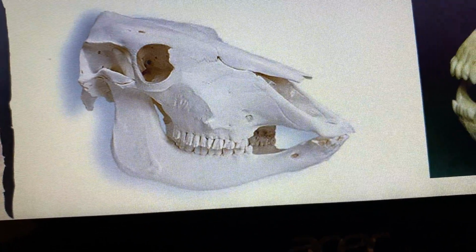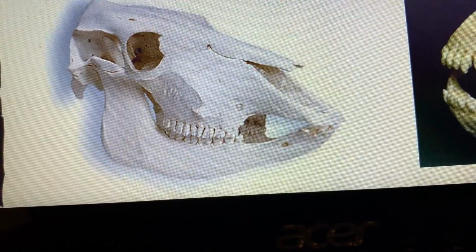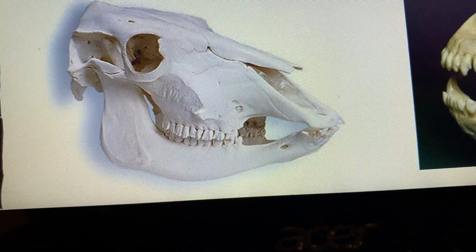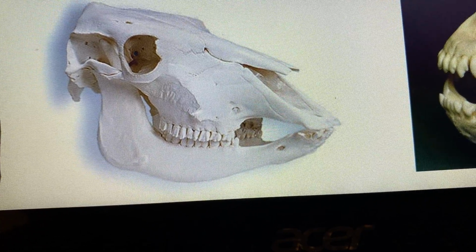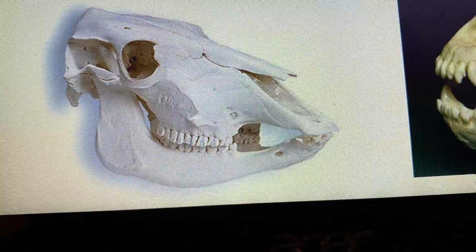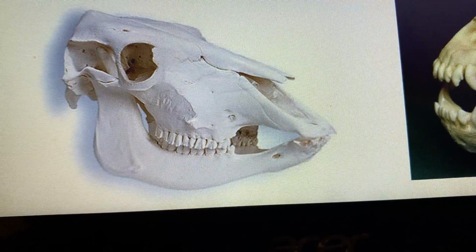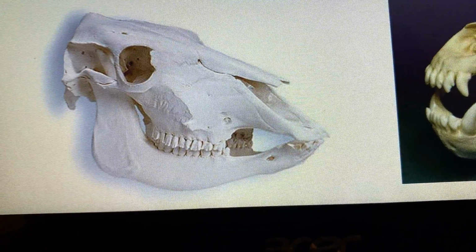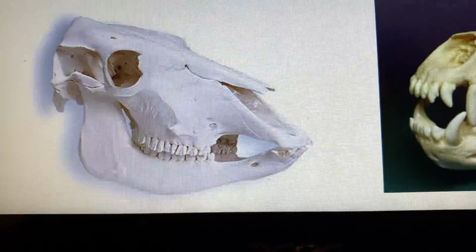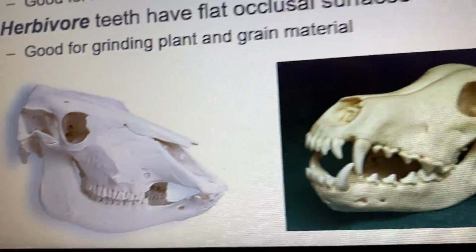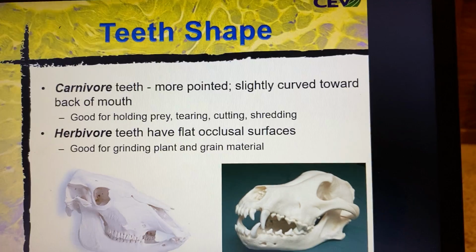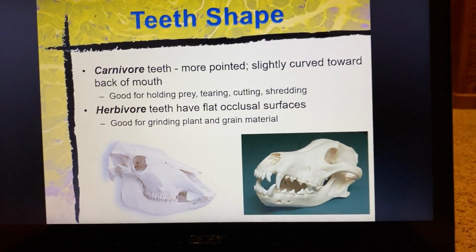If you look at the herbivore, you can see that it's really all flat. All those teeth are flat, and what they do is they just grind. They just grind back and forth on that plant material and grains, whatever it might be: grass, hay, grains, pellets, things like that.